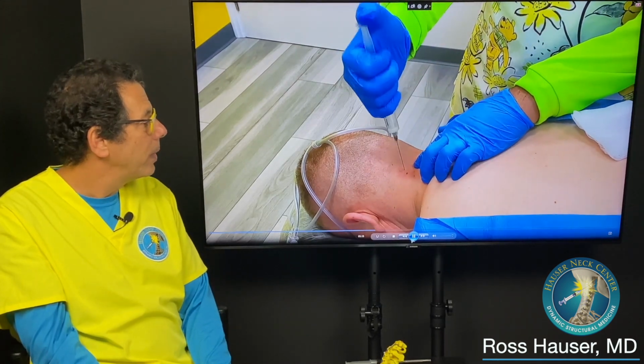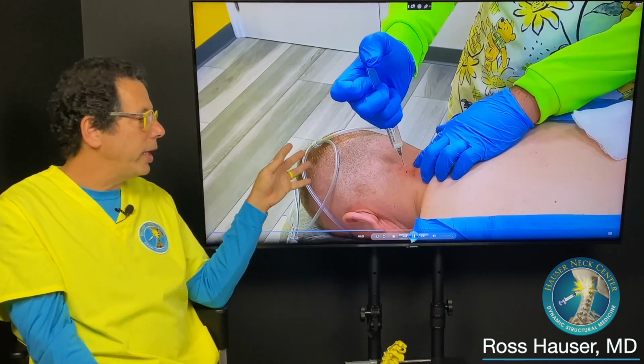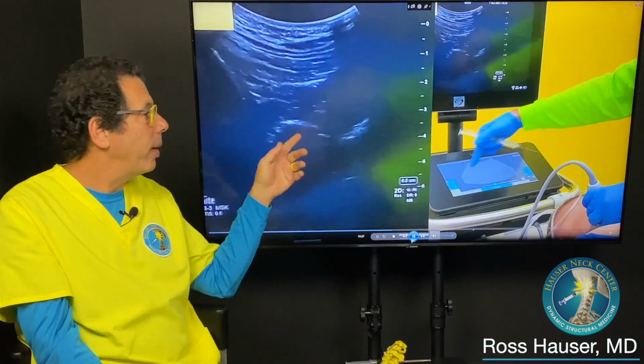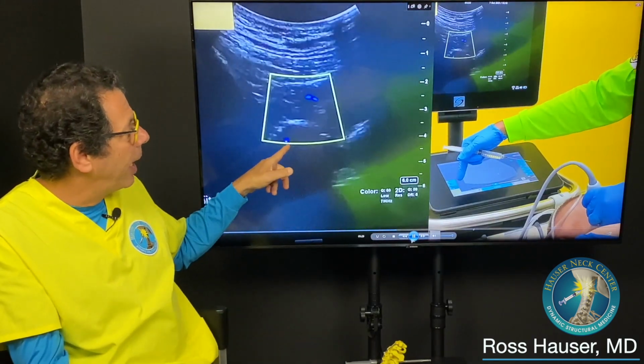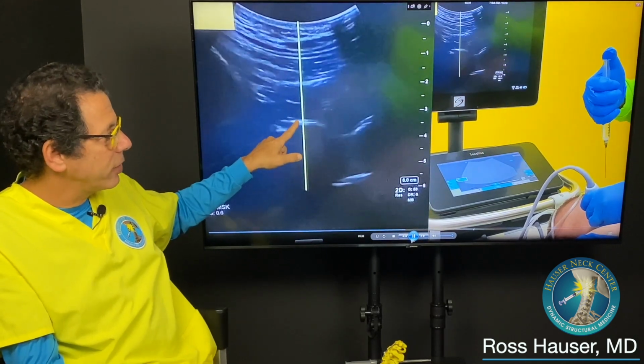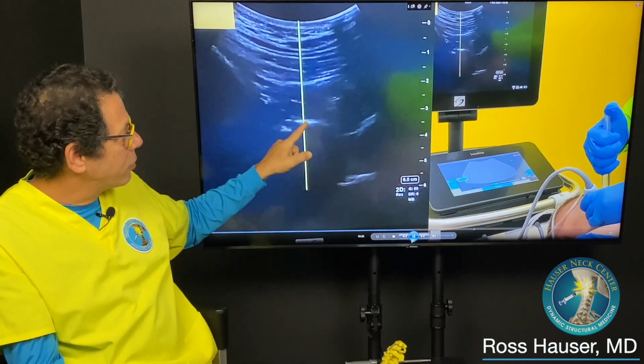Yep. And then I also am going to know where C2 is. So the injections are going to be below C2, above C2. I'm going to use ultrasound. So I'm getting the ultrasound ready. This is the occiput. This is the atlas. So now I'm going to do atlas injection, ultrasound guided.